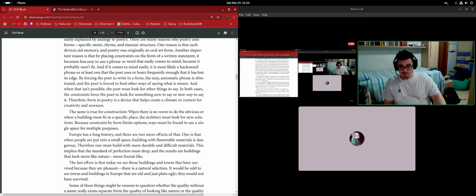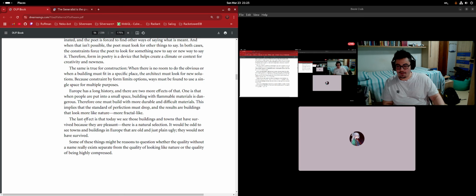The same is true for constructions. When there is no room to do the obvious, or when a building must fit in a specific place, the architect must look for a new solution. Because constrained by form limits options, ways must be found to use a single space for multiple purposes. And whenever I read this, I imagine those Chinese/Japanese videos where they are showing you that the table is actually two tables, the closet is actually a bed, and all of those videos. Anyway, so then he talks a little bit more about that.